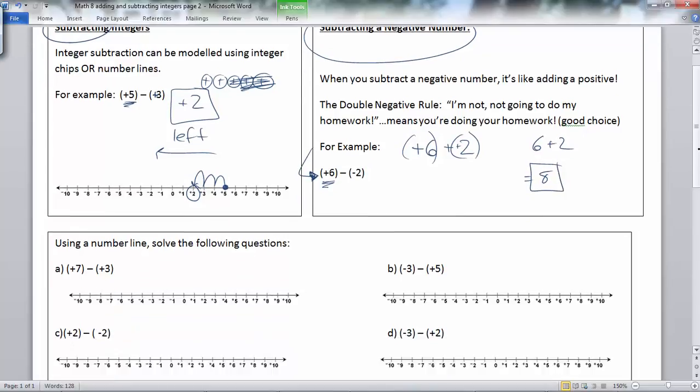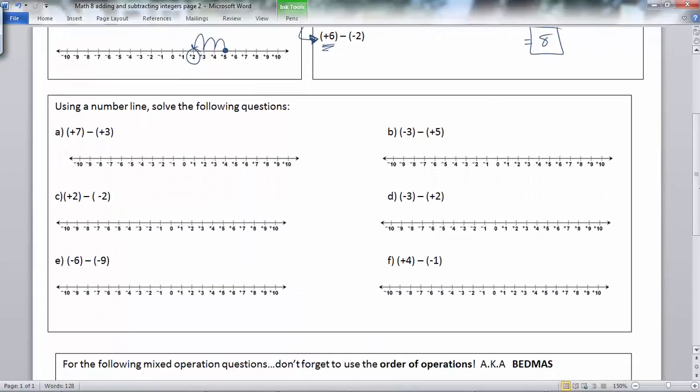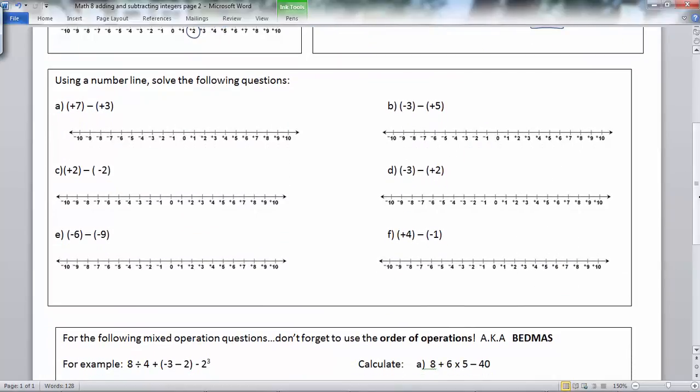So I'll show you a couple again on the number line, and that lets you finish the rest on your own. Positive 7, right? So I go to the number line, find positive 7. Subtract means to go left. 1, 2, 3. I land on my positive 4.